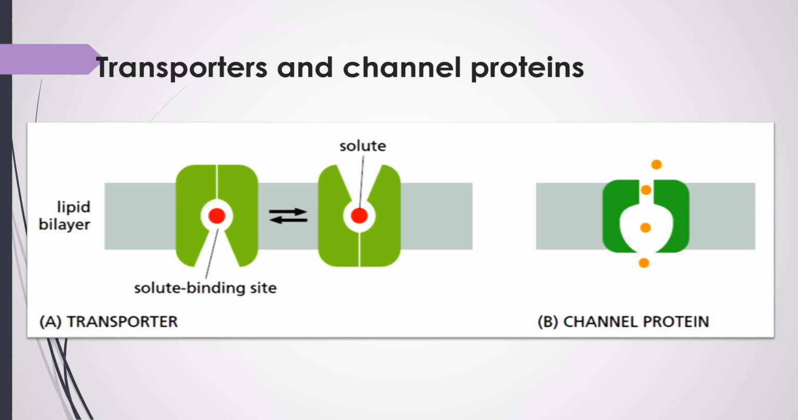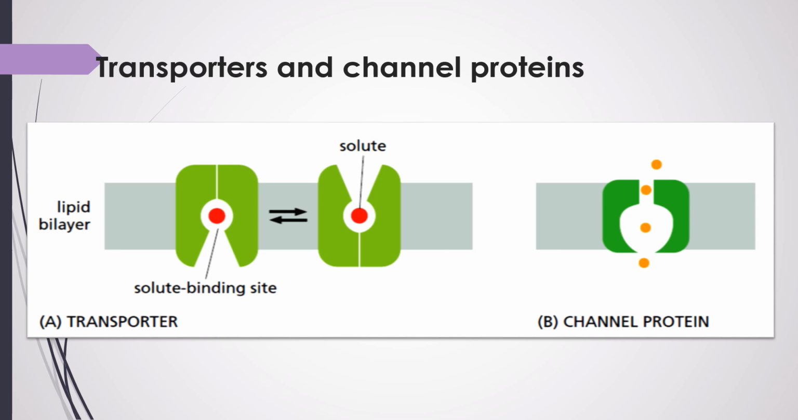Transporters and channels are the two major classes of membrane transport proteins. Transporters, also called carriers or permeases, bind to the specific solute to be transported and undergo a series of conformational changes that alternately expose the solute binding site on one side of the membrane and then on the other, transferring the solute across it.